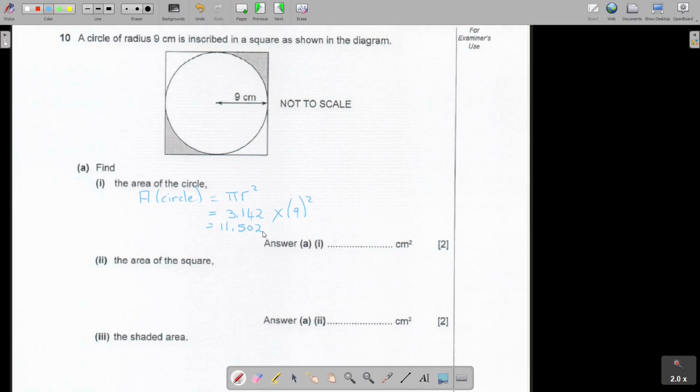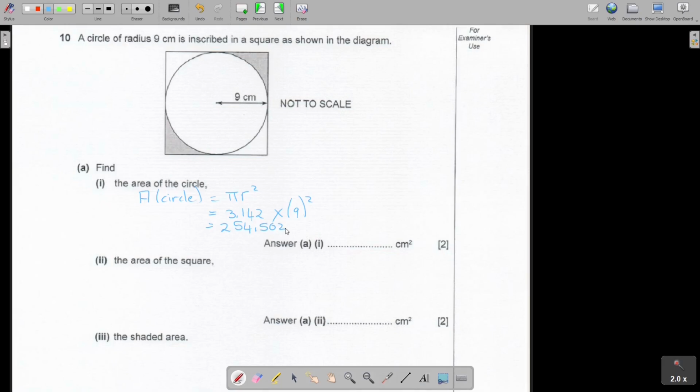Okay, let's just see why is my value incorrect. So 3.142 times 9 times 9. Okay, it seems to me I pressed incorrectly. So just make sure that you press it correctly. Okay, I'm getting, and I'm just going to correct it here. I'm getting 254.502.